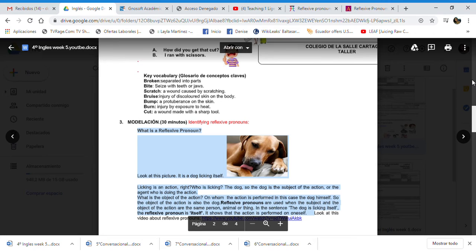This is the key vocabulary, with some words that I consider maybe you don't know. Broken: separated into parts. Bite: seize with teeth or jaws. Scratch: a wound caused by scratching. Bruise: injury of discolored skin on the body. Bump: a protuberance on the skin. Burn: injury by exposure to heat. Cut: a wound made with a sharp tool.